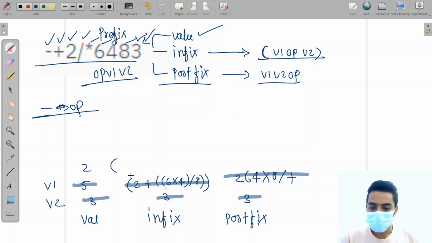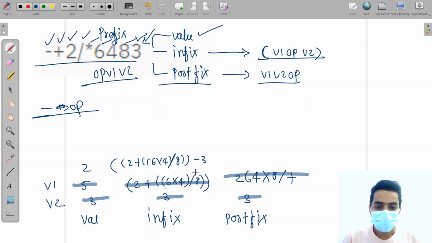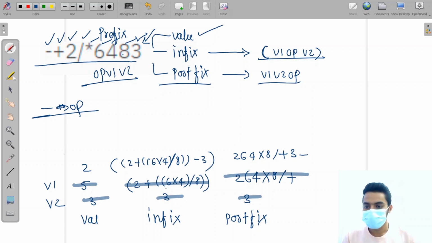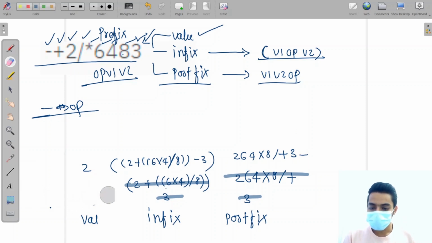For the infix, opening bracket first, value 1, that is opening bracket, 2 plus double opening bracket, 6 into 4, 1 closing bracket, divide by 8, double closing bracket. After that, operator, now value 2, that is 3, and closing bracket. After that, we need to make the postfix also, v1, v2, operator. So the v1 will be 264 into 8, divided by plus 3, and the operator will be minus here. So this is our final expression.